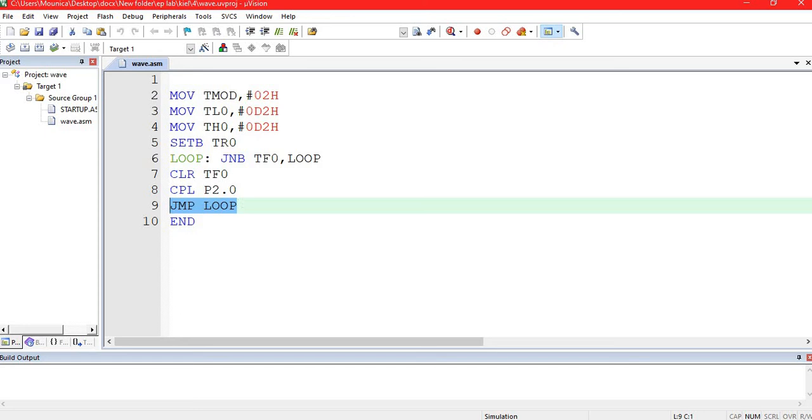To build the code, just press the F7 button or the icon which is present on the toolbar. As you see, there are no errors. The hex file is also created. Now we will debug the code and check our results.